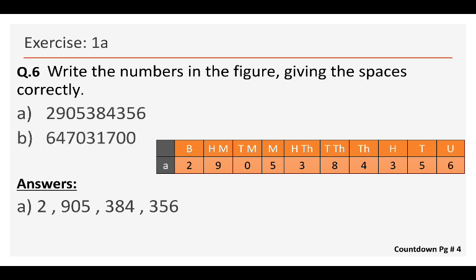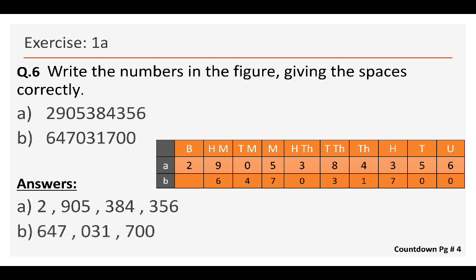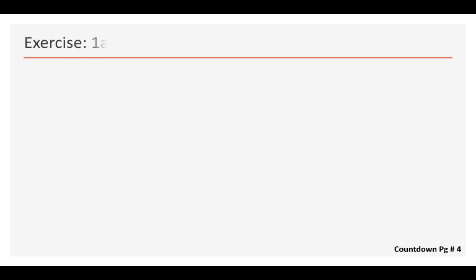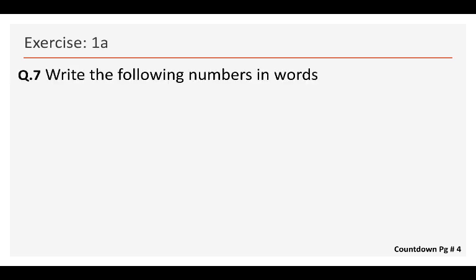Part B we will do in the same way, and the answer is 647 million and 31,700. Next, question number 7. Write the following numbers in words. This is the same as question number 4. So this time it's easy for you.